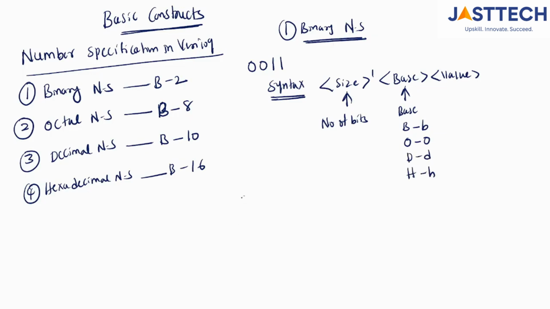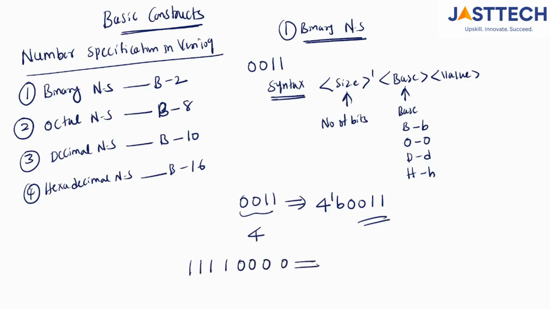Suppose if I want to represent 0011, how many bits are there? 4 bits are there. 4 tick, this is binary, 4 tick b, and my value 0011. Like this I will represent. Suppose one more 8-bit number is there, 1111 and 4 zeros. How can I represent it? 8 tick b, 1111, 0000. Like this I will represent. Is it fine? Shall I move forward?